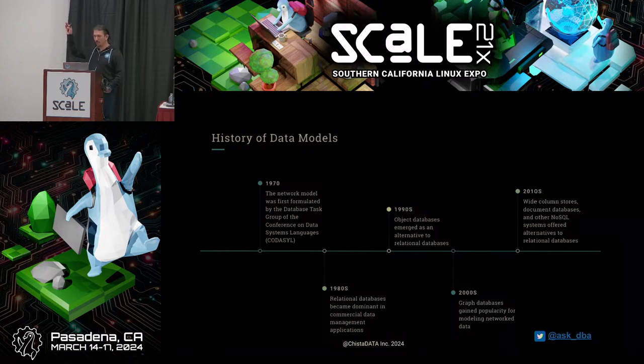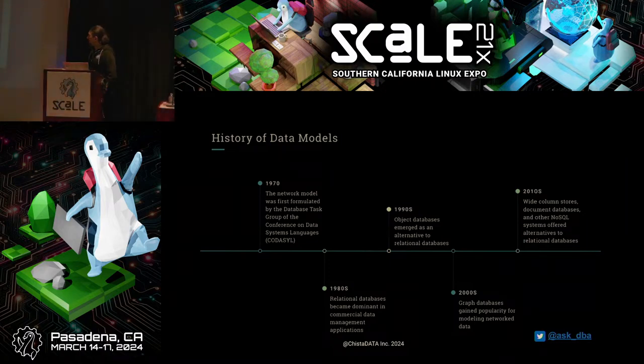So the relational model was born when databases actually became more of a requirement for businesses. And what we're saying is relational databases became dominant in the 80s, and in the 90s we faced object-oriented programming, which actually came with the object databases. And in the 2000s we started having graph databases, and now we are in the wide column stores, NoSQL era of the emerging technologies.